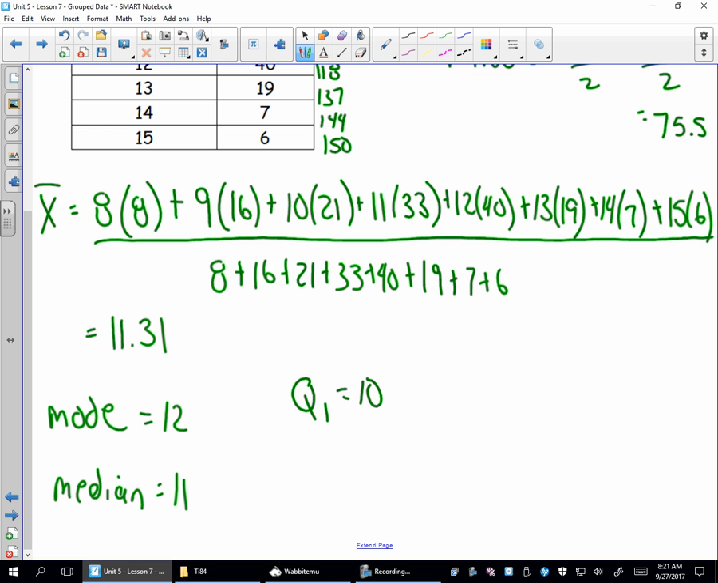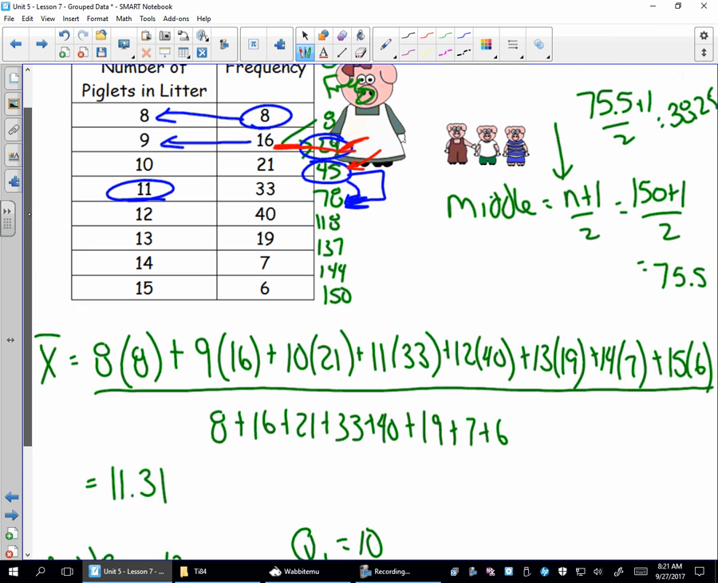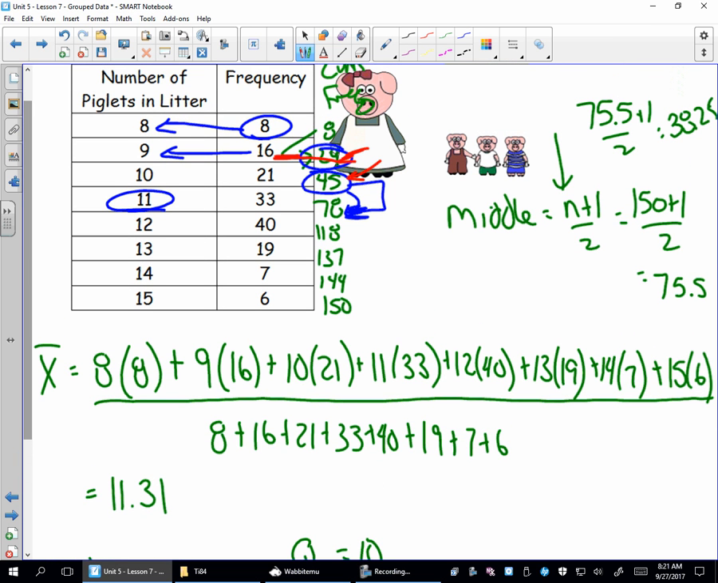Okay. Q3 is a little trickier to find. The easiest way I would suggest to find it: if this is Q1, that's where it's located, and this is the median, that's where it's located, the halfway point, Q3 will be the sum of these two things. If I add 38.25 onto 75, we get to 113.75. Well, 113.75 is located after 78, but before 118.